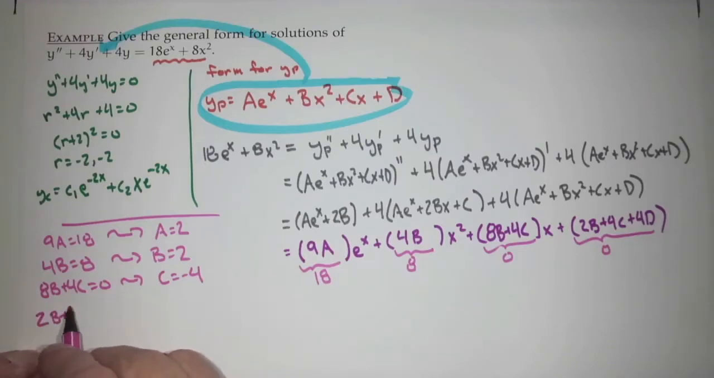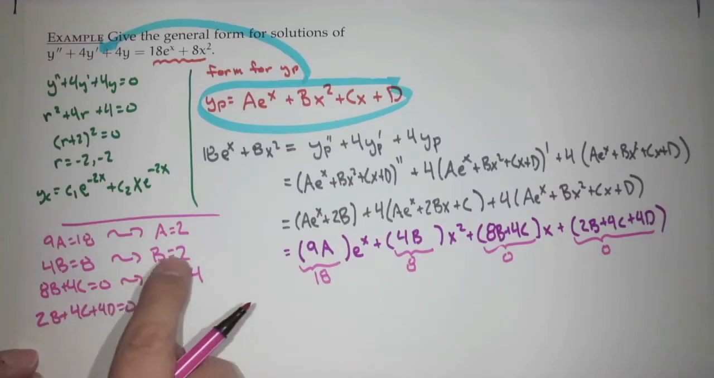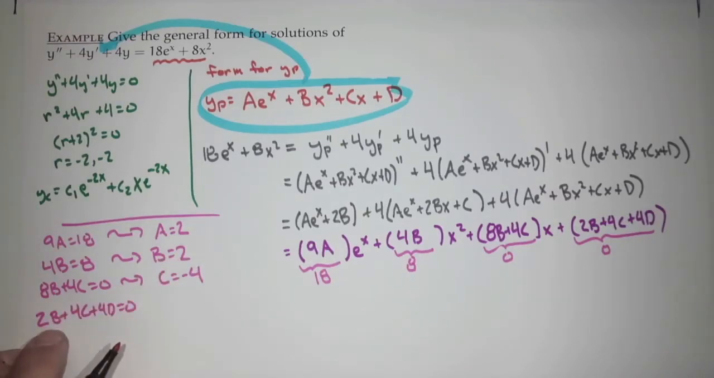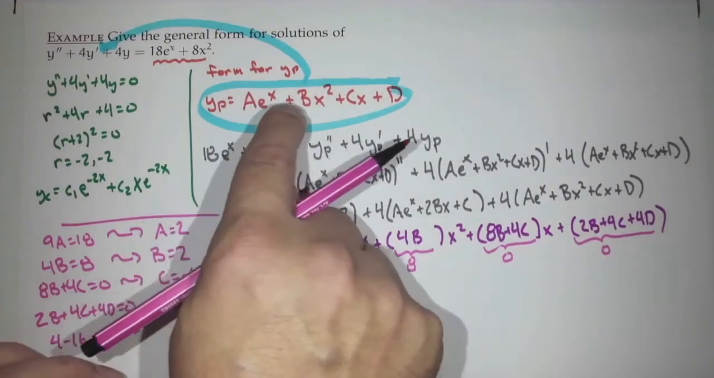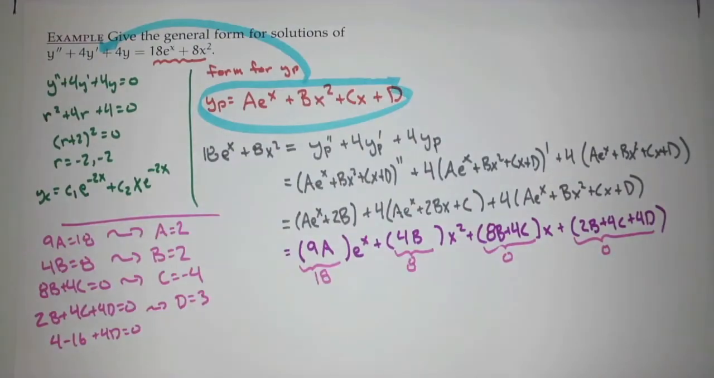2b plus 4c plus 4d equals 0. So what was d? Let's check. 2 times 2 is 4. 4 times minus 4 is minus 16. And plus 4d equals 0. So 4 minus 16 is negative 12. Bring it across, that'd be positive 12. And 12 divided by 4 is 3. Nice. Which says we know a, b, c, d. So we actually know y sub p now.